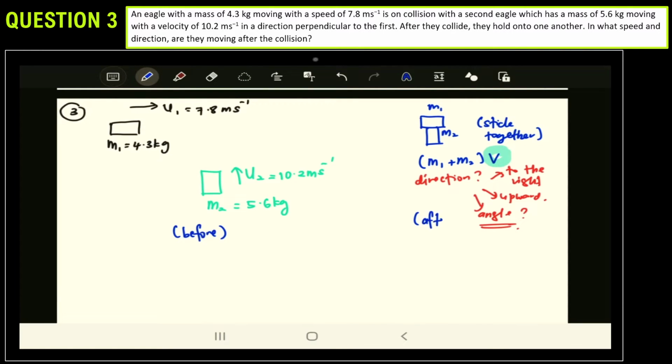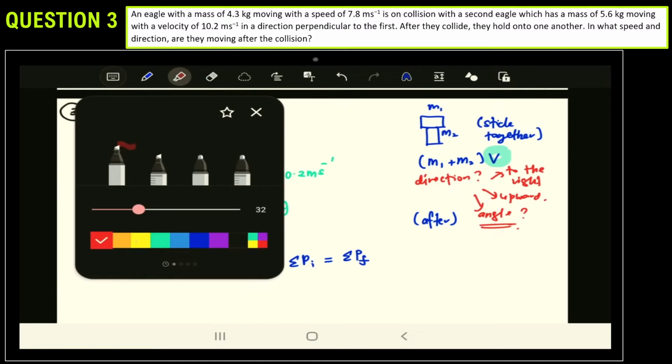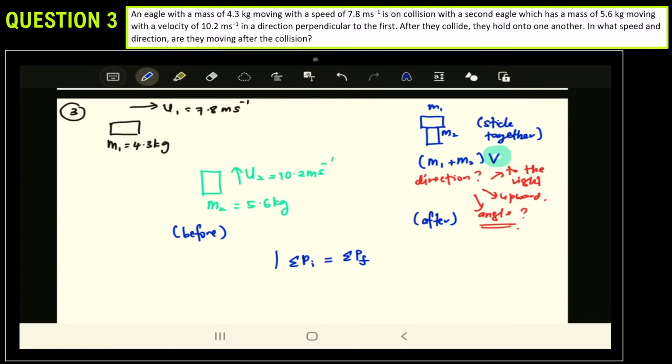Okay, so now we have before and after collision. This is after. Alright, so now I'm going to write, using conservation of momentum, total momentum initial is equal to total momentum final.